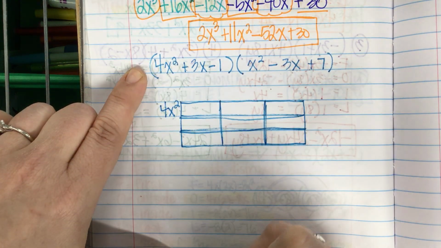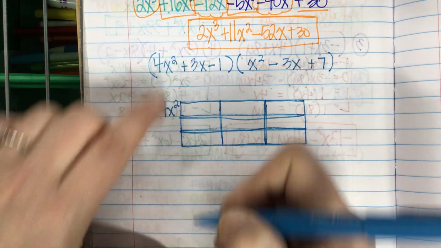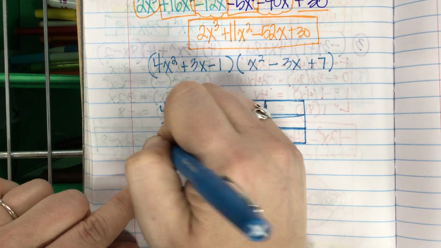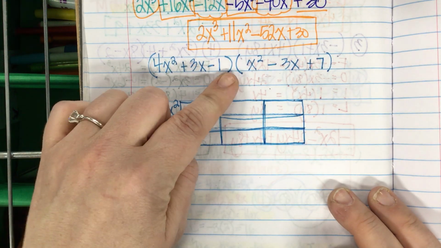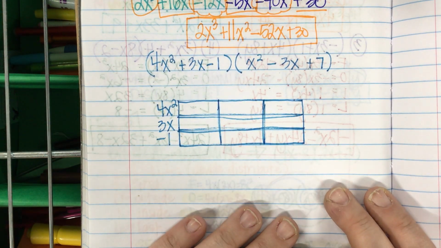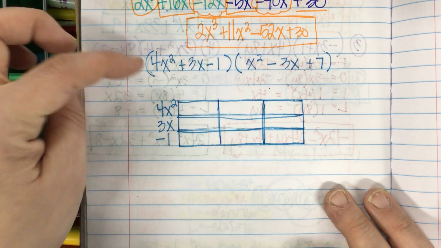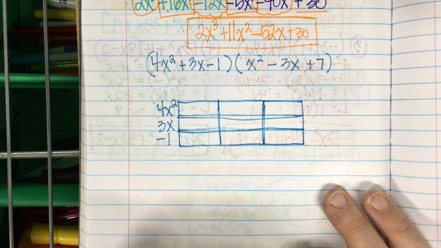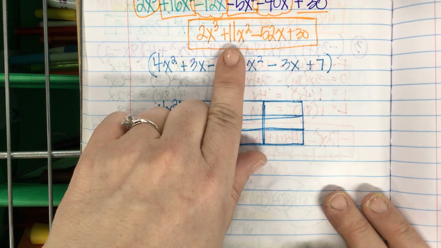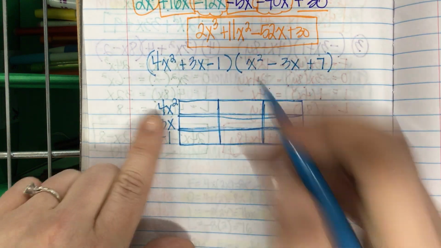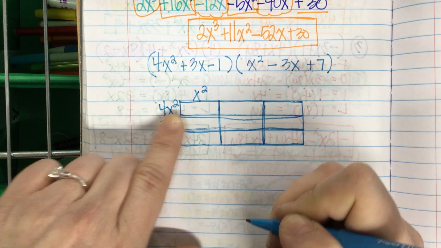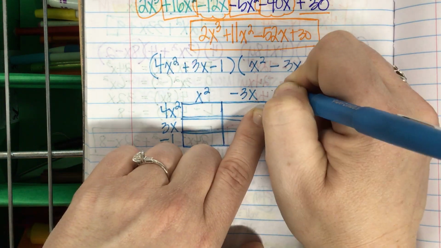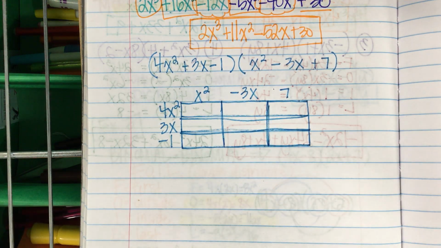All right, so then I take each term and I line it up with a box. 4x squared, 3x, and negative 1. Don't forget that that minus belongs to that 1. I take each term and I line it up with a space. Then I'm going to take this guy and put it here. x squared minus 3x and positive 7.